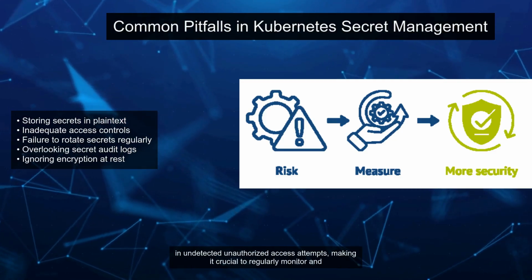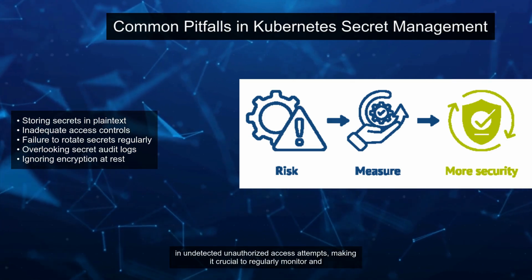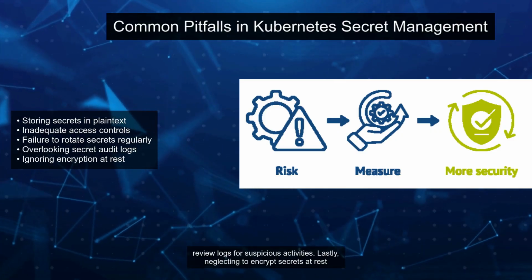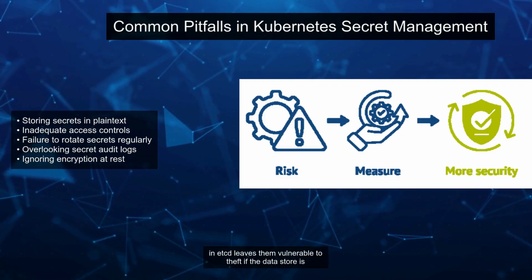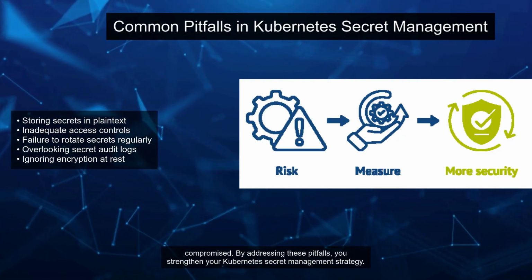Overlooking audit logs can result in undetected unauthorized access attempts, making it crucial to regularly monitor and review logs for suspicious activities. Lastly, neglecting to encrypt secrets at rest in etcd leaves them vulnerable to theft if the data store is compromised. By addressing these pitfalls, you strengthen your Kubernetes secret management strategy.